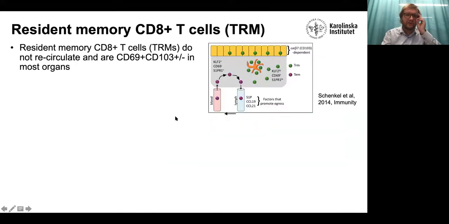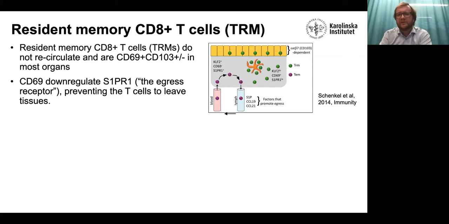Why is this particularly of interest? It speaks to a high degree to resident memory T cells, because we now believe these cells are the sentinels of our immune response. These cells do not recirculate at steady state, and are usually described, at least in humans, by expressing CD69, and they can also express other markers such as CD103, CD49a, etc. When it comes to CD69 expression, for many of us it has been known as an early activation marker. To some degree it is, because when you activate T cells it comes up. But its functional role is to downregulate S1PR1, which is the egress receptor, thereby preventing T cells from leaving tissues.